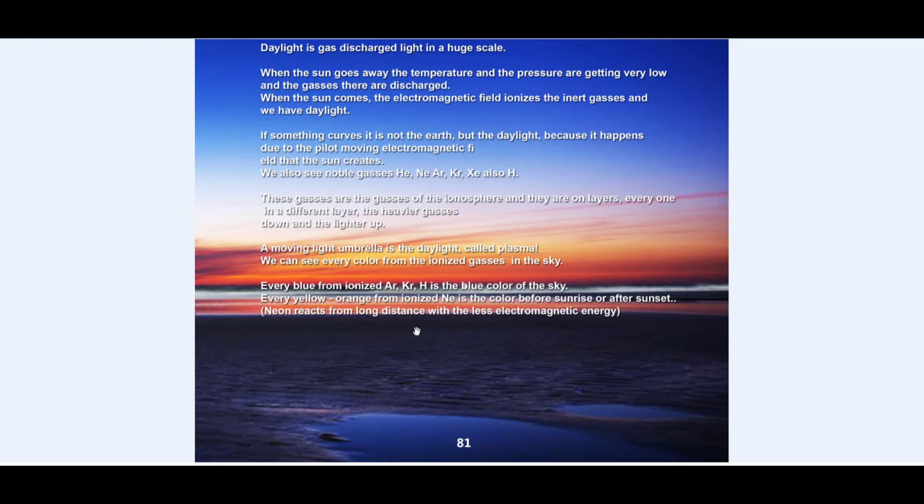Neon reacts from long distance with the less electromagnetic energy. That's why we have this yellow, orange, reddish in the sunset and the sunrise, because at sunset and sunrise, the sun is very far away from where you live. That's why it's sunset and sunrise. And because neon reacts from long distance, the electromagnetic energy comes from a long distance, that's why we have the reddish colors at sunrise and sunset.